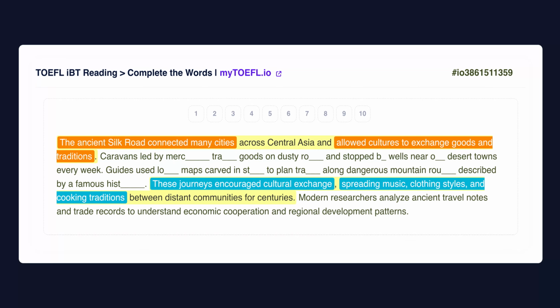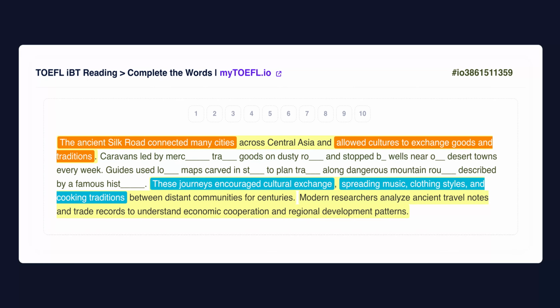Let's finish the paragraph with the final sentence. This part shifts the timeline to the present day and explains why we are studying this topic now. It connects the past events to modern understanding. Modern researchers analyze ancient travel notes and trade records to understand economic cooperation and regional development patterns.